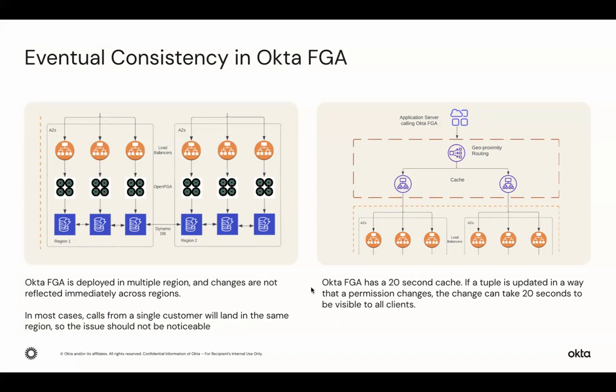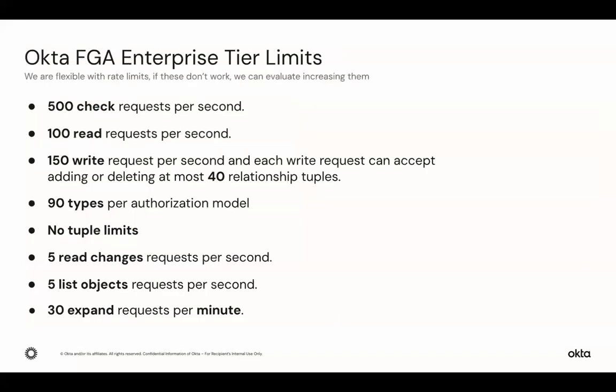And as I mentioned, the caching layer in FGA takes around 20 seconds to update. So basically, if I am on region one and I did a write API call to add data, this data won't be available on region two for around 20 seconds. And that's why the requests of the same user will stick to one region, to make sure it's up to date.